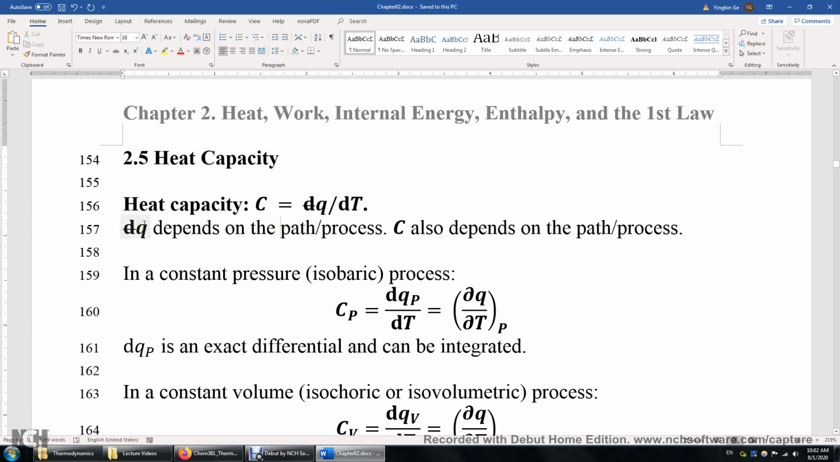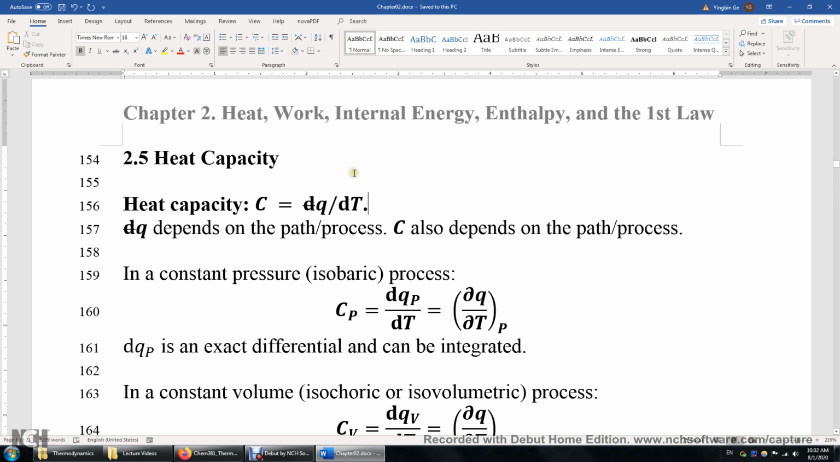dQ depends on the path or process. Q is a path function. Therefore, C also depends on the path or process. There are many different processes: adiabatic, isothermal, isobaric, and isochoric.